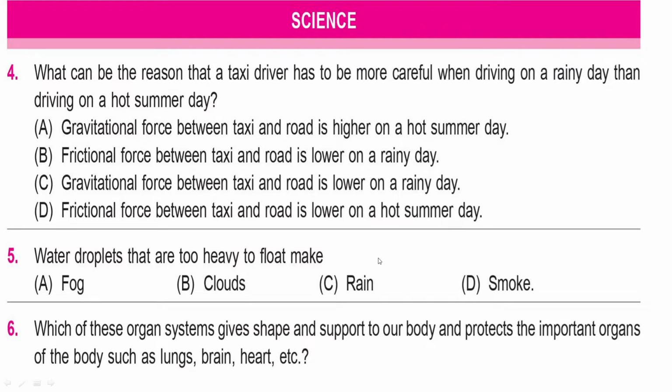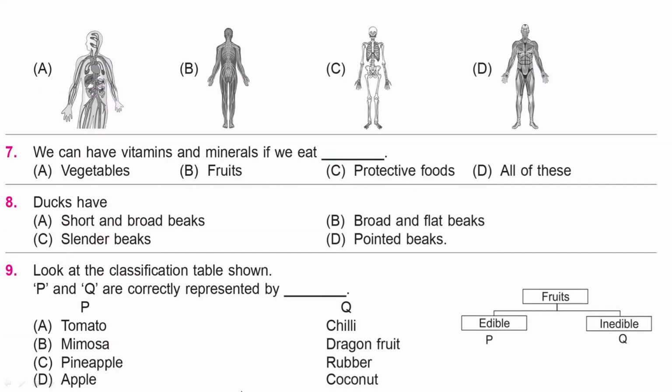Question number 6. Which of these organ systems gives shape and support to our body and protects the important organs of the body such as lungs, brain, heart and so on? So these are your figures, and if you know, our body organs are protected by the skeleton. So the correct option will be option C. Next, come to the next question.